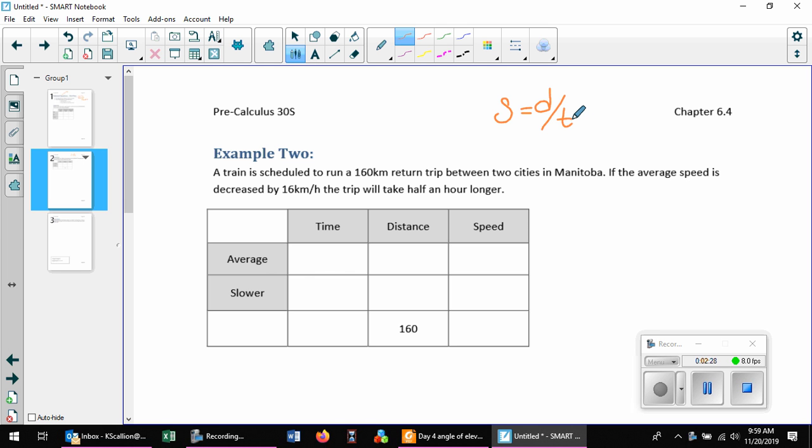Anyway. Okay, so 2 trains leave the station. A train is scheduled to run 160-kilometer return trip between 2 cities in Manitoba. The average speed is decreased by 16 kilometers an hour, and the trip will take half an hour longer. All right, okay. I guess we need to know, what do we want to solve for? Average speed?